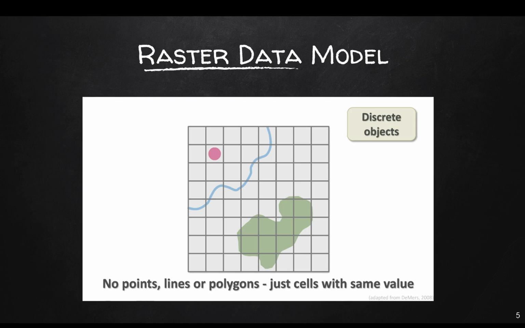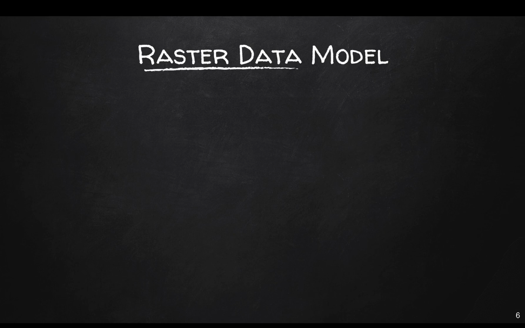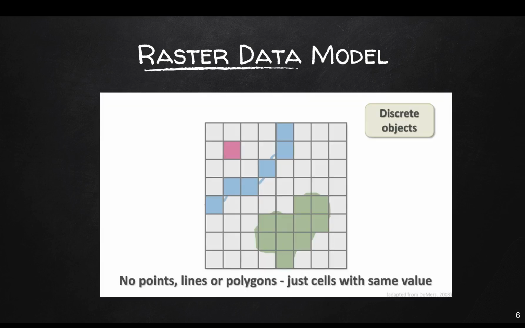Now we can see that the features occupy portions of each cell or the entirety of a cell. Notice how we can then color the cell based on the feature it contains. For example, our pink tree that was once a point is now represented as a pink square. Same goes for the river and parks.